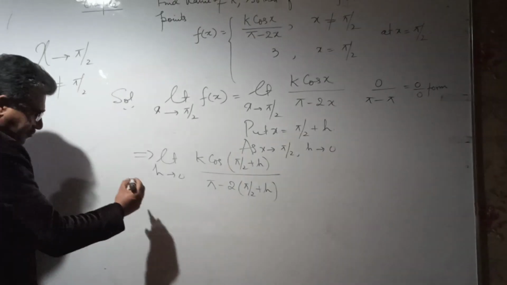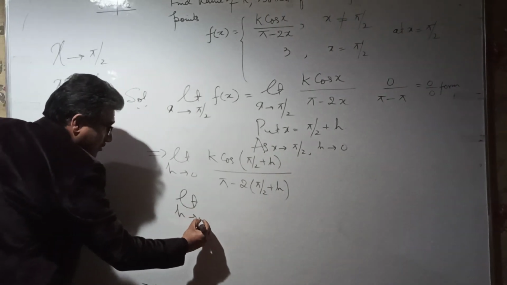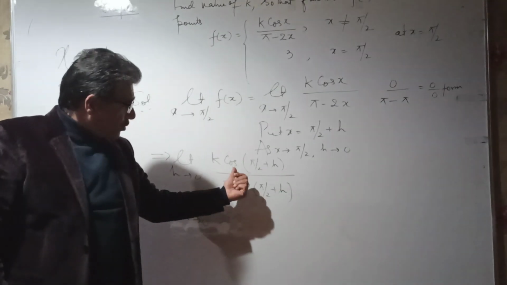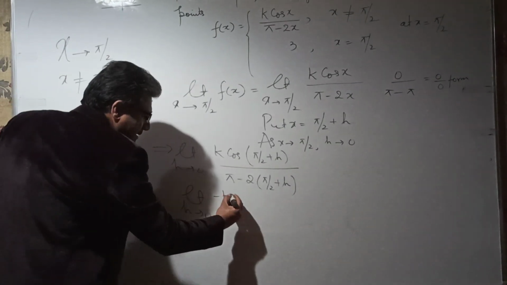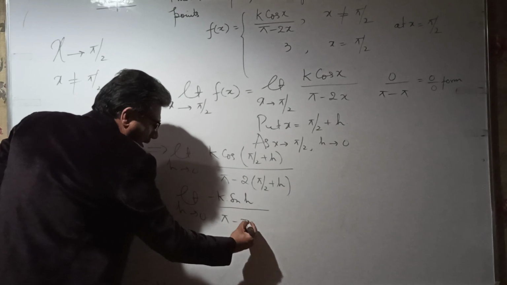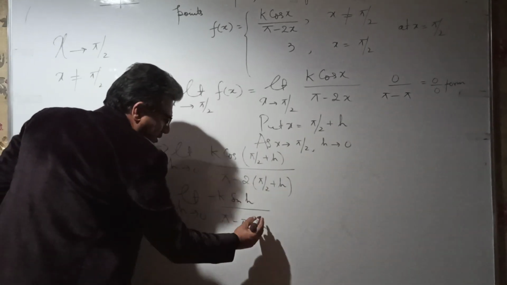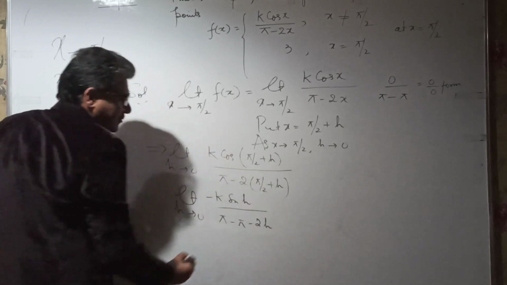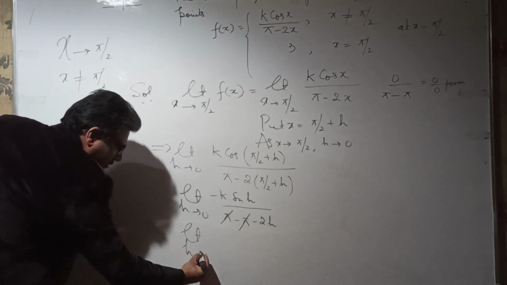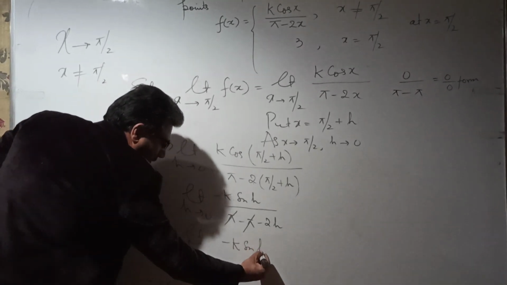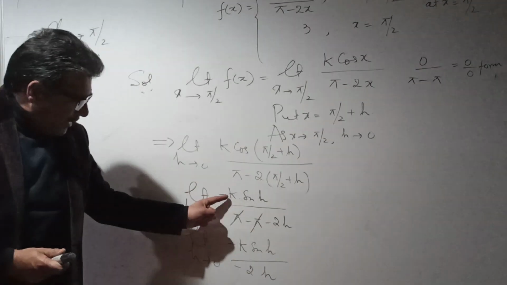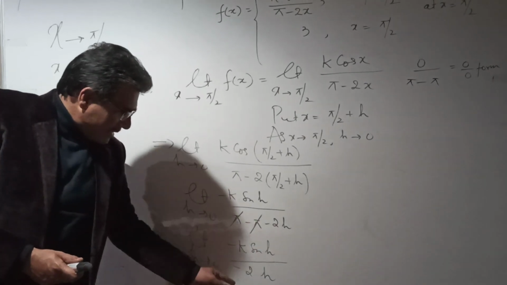Now I will simplify this. Simplification is: limit h tends to 0, k into cos(90 plus theta), because pi by 2 is 90. So what is cos(90 plus theta)? This is minus sine of h. This is minus sine of h divided by pi minus pi minus 2h, because the 2 and 2 cancel. Now pi and pi will get cancelled. This is limit h tends to 0 of minus k sine of h divided by minus 2h. Now remember this thing: k sine of h divided by minus 2 times h.